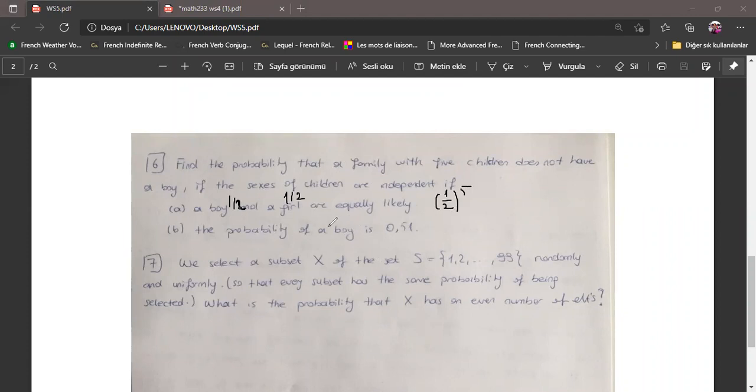Now the probability of having a boy is 0.51. So the probability of having a girl, as they don't have any boy, we need to complete that. What do we have? We have 1 minus 0.51, which will give us 0.49. So this is the probability of having a girl. As again, they have 5 girls, so we have this probability. Okay, that was easy.